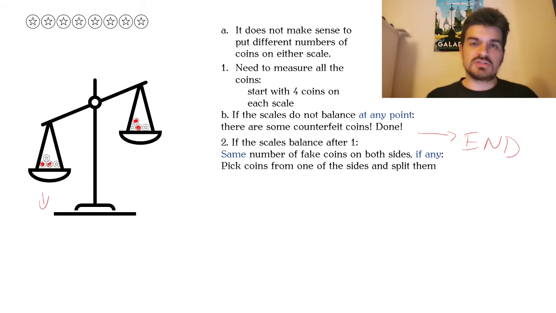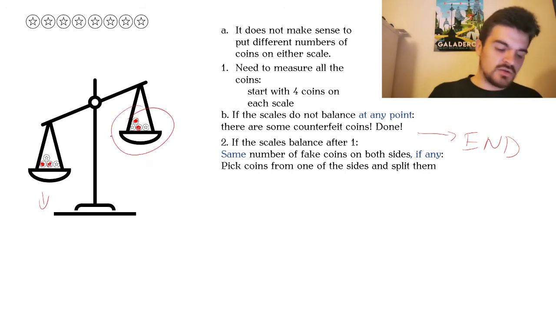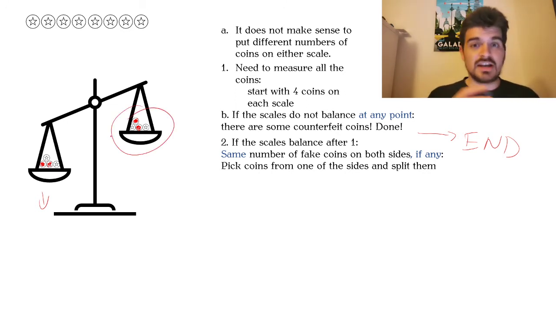So what we do in this situation is we look at one scale, right? It either has some counterfeit coins or it doesn't. If there are counterfeit coins, then there will be some counterfeit coins on each scale, so it doesn't matter which one we choose. If there are no counterfeit coins, there are no counterfeit coins. If there are counterfeit coins, there are the same number on both scales. So whichever scale we choose, we'll always find some counterfeit coins there.